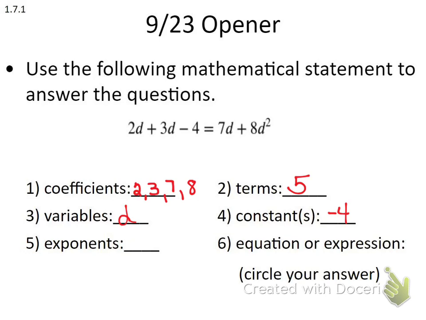Exponent. 8d squared. And so my exponent's going to actually be what? 2. Yeah. Do we have to put 8d squared? Now you can just put squared. I should put 2. Yeah. And then your equation or expression, which is it? Equation. And why is it an equation? There's an equal sign. You guys are pros.